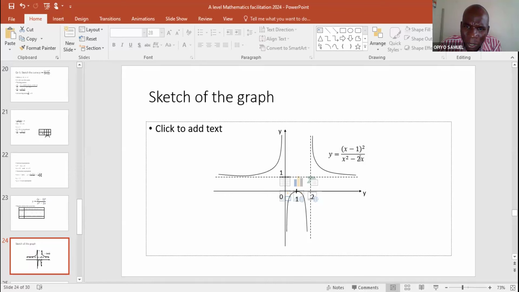Because look at this function. This function y equals x minus 1 squared over x squared minus 2x.